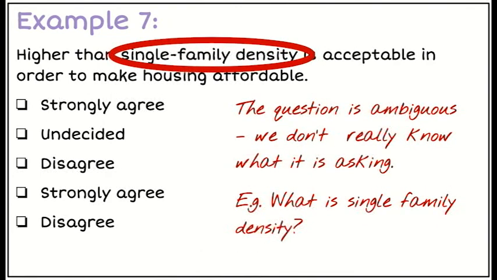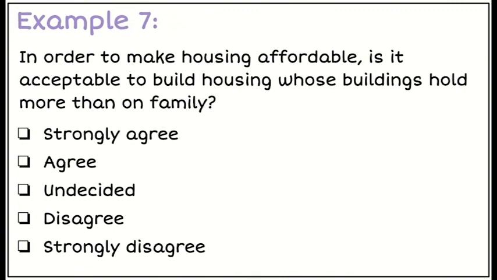This one there talks about higher than single family density is acceptable to make housing more affordable. So there is a bit of confusion here about what does single family density mean, and whether we agree or disagree with this. This is actually quite an ambiguous question. And if it's ambiguous, people are going to skip it. So if we reword this and say, right, is it acceptable to build housing where you can hold more than one family?